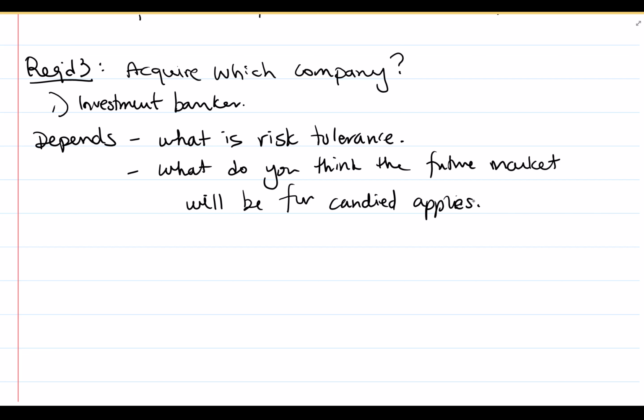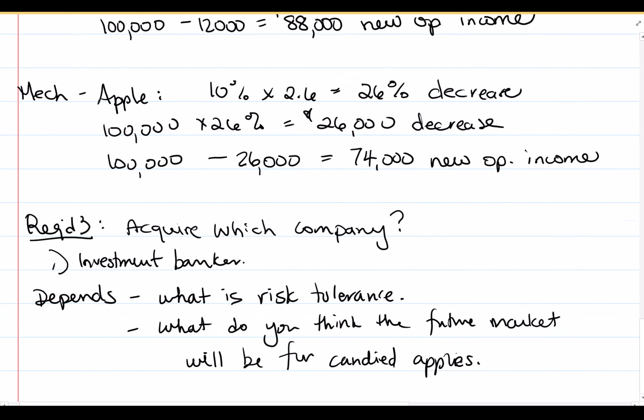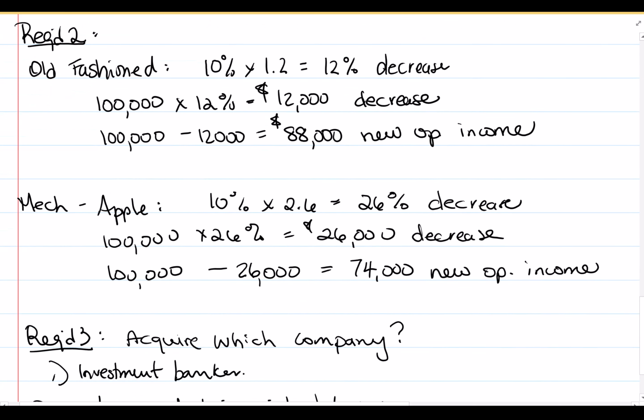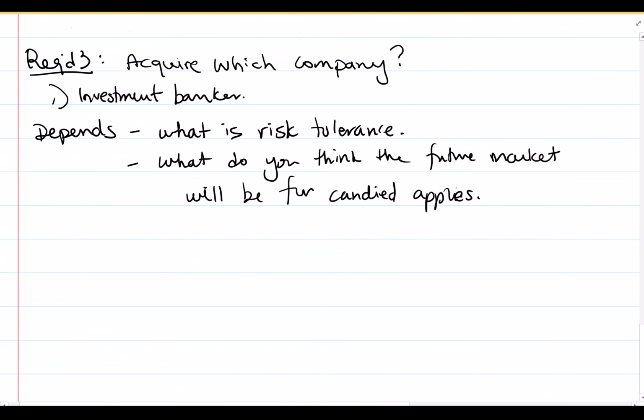So you're not just going to go, hey, the company's degree of operating leverage is this. They both have the same sales. They both have the same operating income. You would want to go to the one that you think, hey, is the market going to increase? If you're risk averse, meaning you don't like risk, you probably go with Old Fashioned. If you want to risk your investment and you're hoping the market will increase, then you go with Mech Apple. If you think the market's going to decrease, you'll go with Old Fashioned. So it all depends on things for the future that you cannot make a determination at this point. So it's all up to the investment banker.